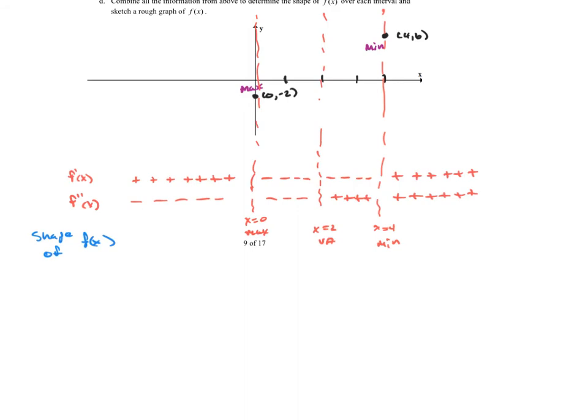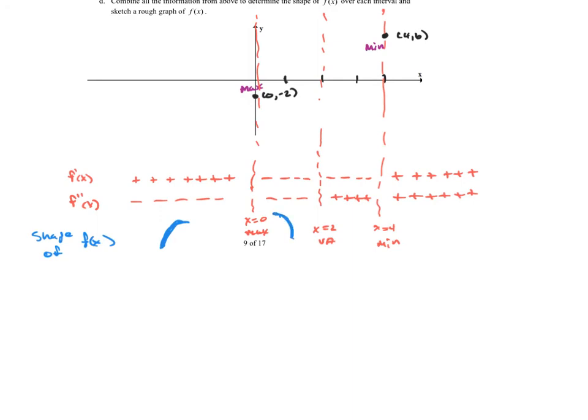If my second derivative is negative, that means I'm concave down or a frown. My first derivative is positive, so I have to be increasing, so that means I have to be the left half of a frown. In the next interval, my second derivative is negative, so again I'm a frown, but my first derivative is negative, so I have to be decreasing. That would be the right half of a frown.